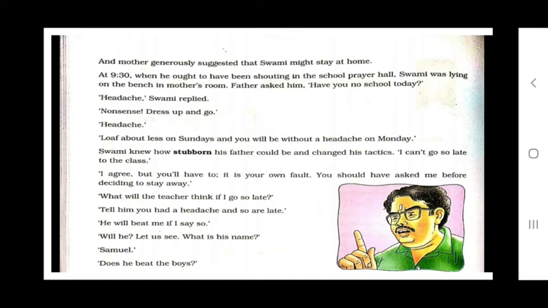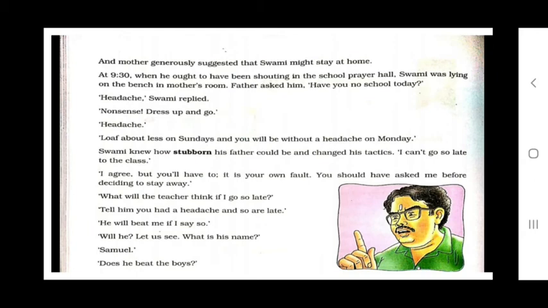You can see the dialogue when he talked with mother. So there are a lot of dialogues, isn't it? But when he talks to his father, there is only one word, headache. He doesn't explain it also. So it shows that perhaps he is very scared of his father.